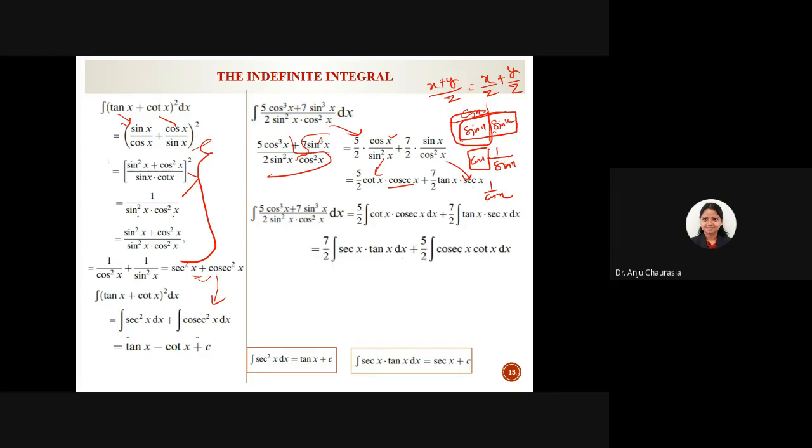This tan x into sec x, sec x into tan x, has itself an integration formula, that is sec x plus c. And cosec x into cot x has the formula minus cosec x plus c, with the constant outside.